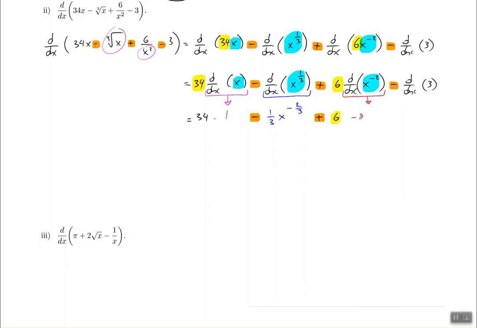So what is the derivative of x to the -2? Again, it's bring the power down, then subtract 1 from the power. So it's already -2, then I take away 1, it becomes -3. And notice that there is a multiplication between those two and the 6. Finally, the derivative of 3. The derivative of 3 is going to be 0. And again, because there's a minus in front, don't forget to write the minus in front of the 0.